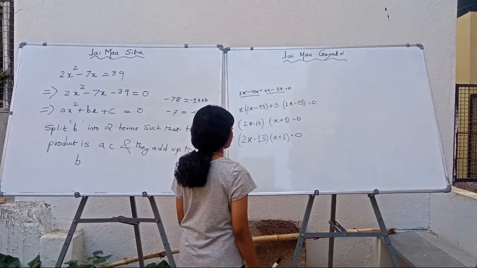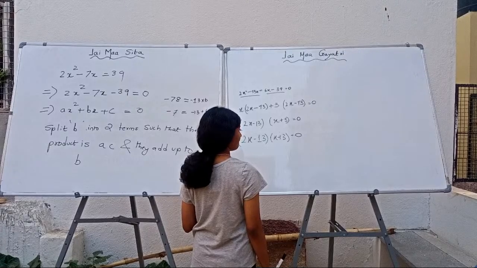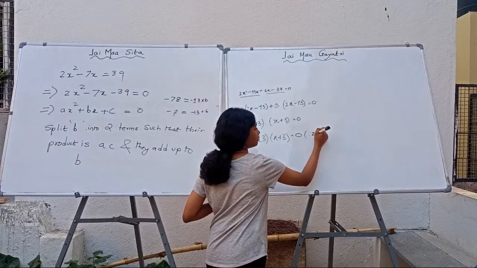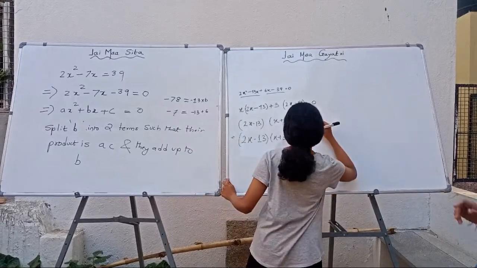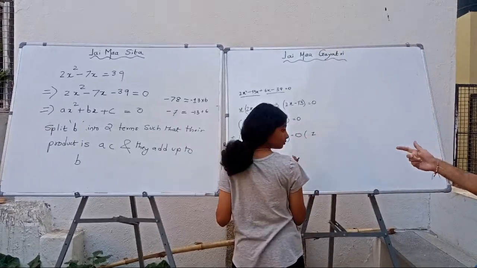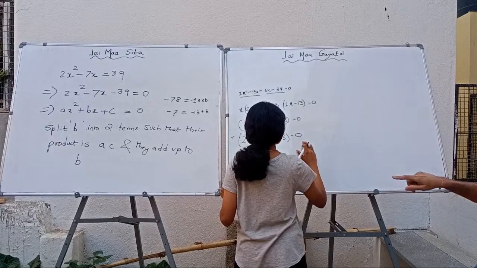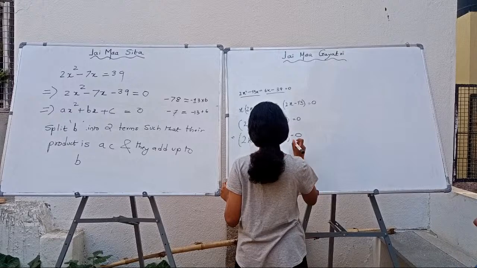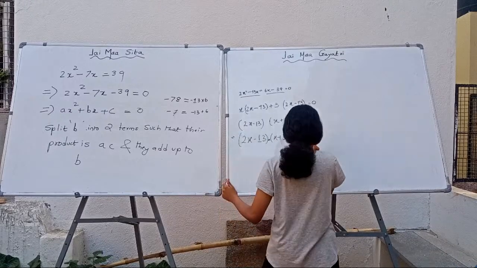Then it's the same thing, no? You wrote the same thing. No, zero product rule should be next line, because till now it is not. So when you say implies 2x minus 13 is equal to 0 or x plus 3 is equal to 0, you should write zero product rule at that time.